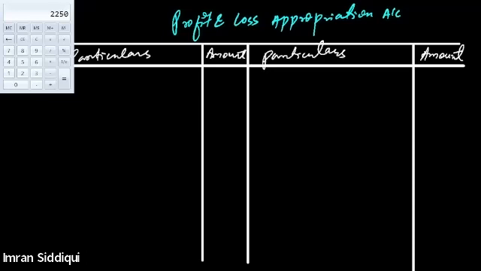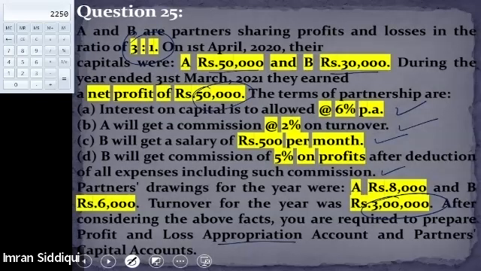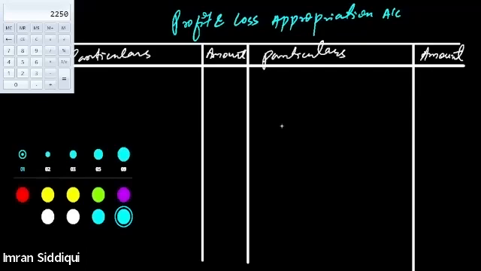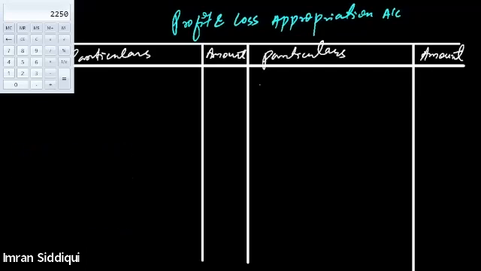All right, the profit that is given to us in the question is 50,000, right? So we'll write this first of all on the credit side of the P&L appropriation account, by profit and loss account, 50,000.